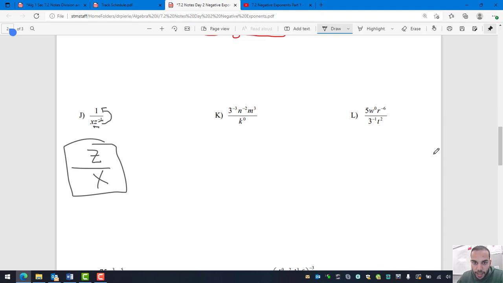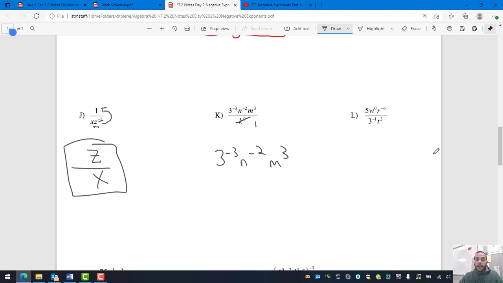3 to the negative third, n to the negative second, m cubed, all over k to the 0. Okay, the first thing I notice here is k to the 0 power. K to the 0 power is basically the same thing as 1. All of this is over 1. So I could rewrite this as just 3 to the negative third, n to the negative second, m cubed.